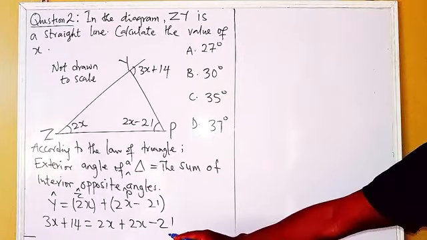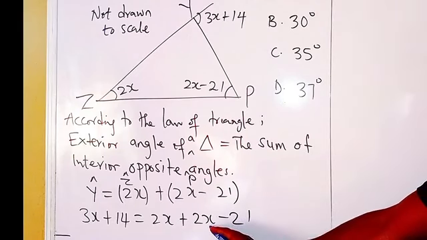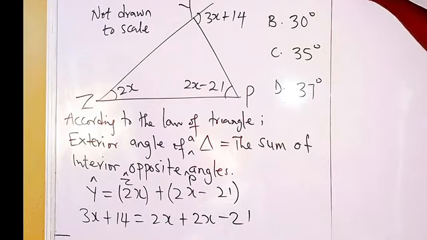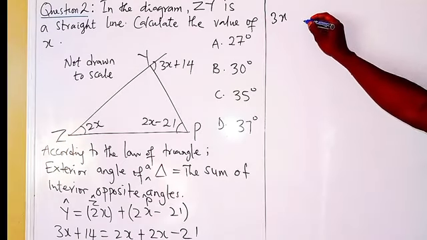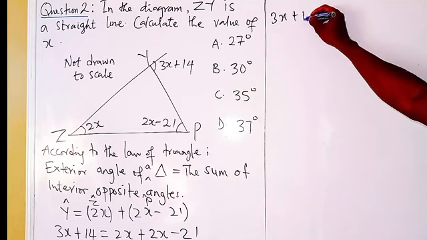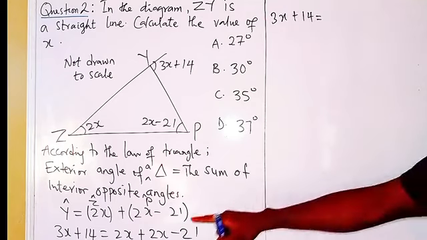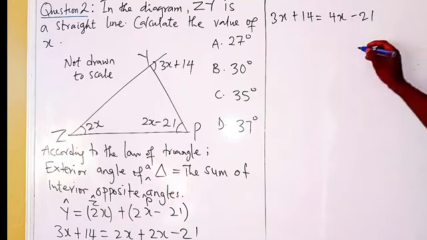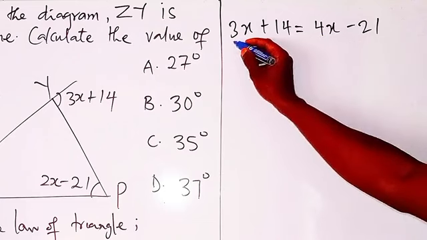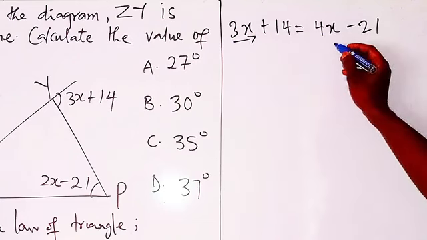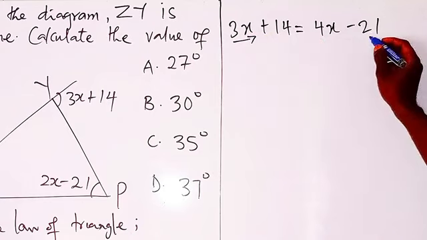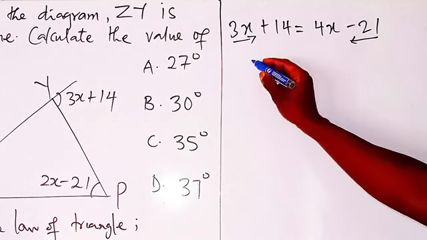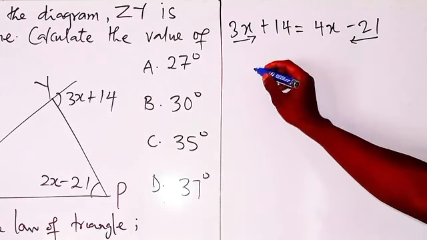So now from there, what are we going to do here? Before that, we have 3x plus 14 equals 2x plus 2x, that will give us 4x minus 21. So now from here, this 3x is coming down here, transposing the 3x to the right hand side, and we are transposing this to the left hand side. Look at the arrow.